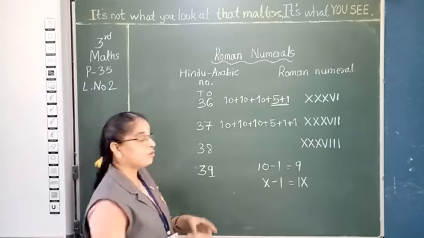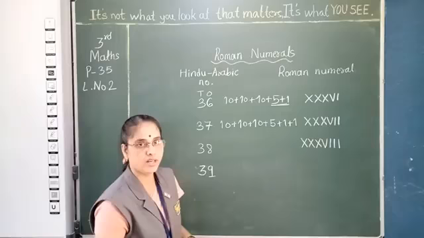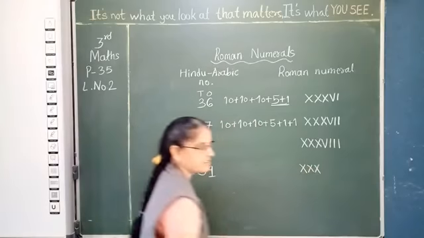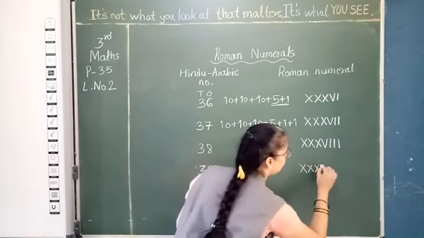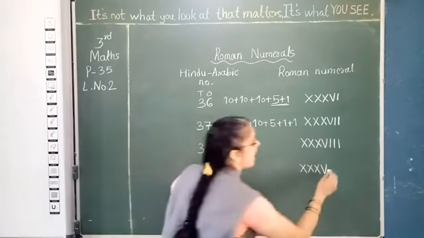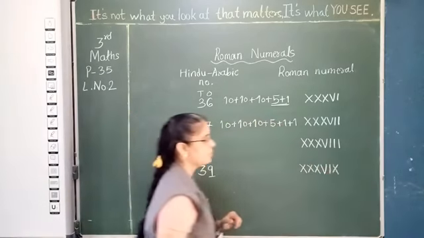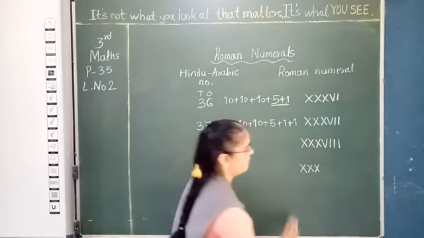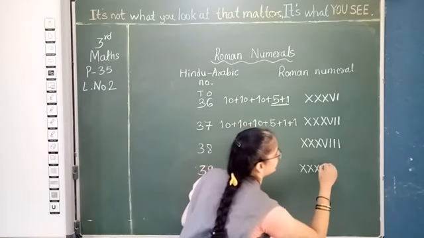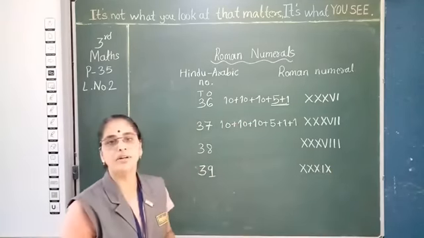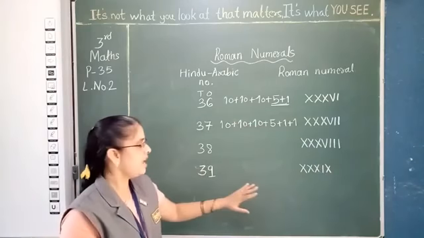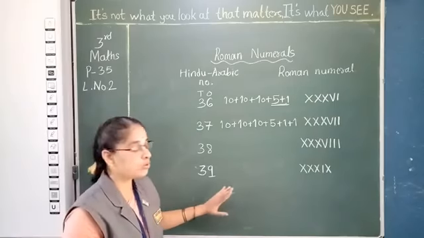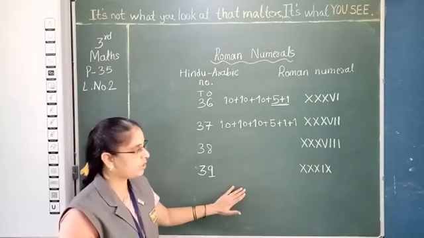So now how are we going to represent the number 39? That is X, X, X for 30, and for 9, I, X. So this is for number 39: XXXIX. Yes. Now students, in our book for 3rd standard we are going to learn only the Roman numerals up to 39.